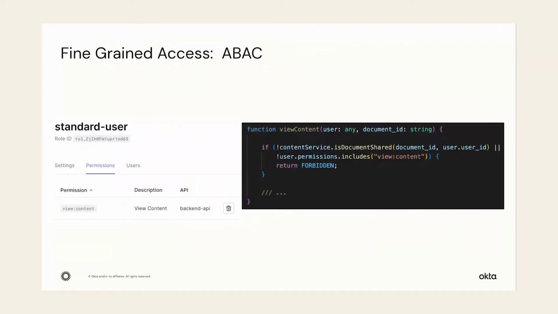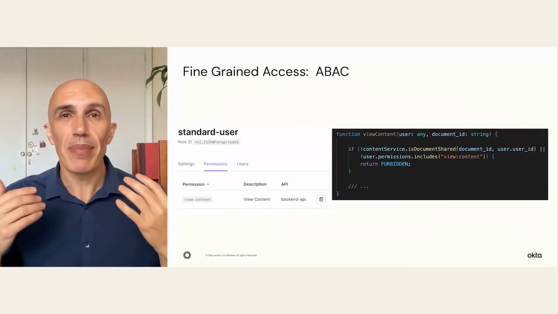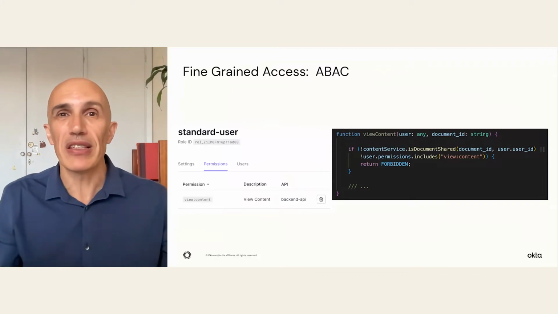This cannot be solved with role-based access alone. To authorize access, you need to read additional information, usually from a transactional database. In the example above, the database access is encapsulated in the isDocumentShare method, which will make a SQL query to check if the user can view the document.